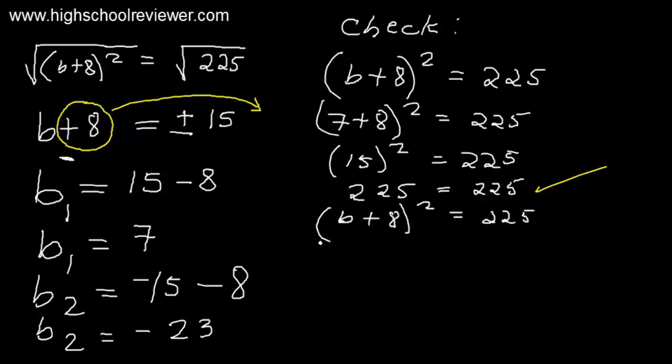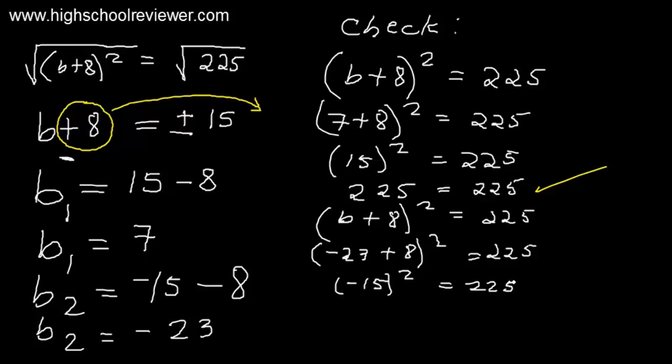Our b here will be negative 23. Negative 23 plus 8 raised to 2 equals 225, and negative 23 plus 8 will be negative 15 raised to 2 equals 225. And negative 15 raised to 2 would also be 225. So therefore, b equals negative 23 is also correct.